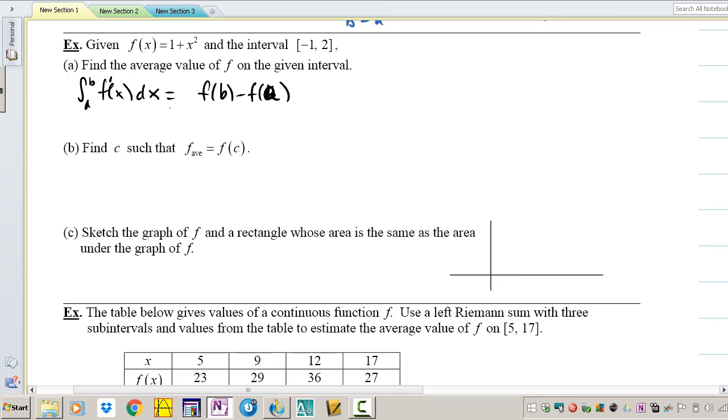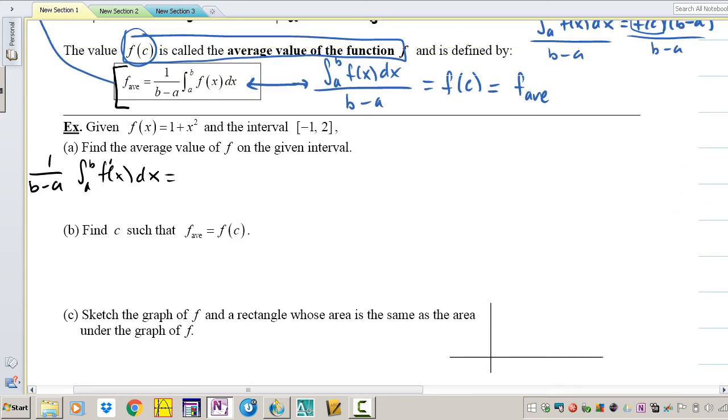Okay, the average value simply has one extra thing. All it has is a 1 over b minus a. Now here's why they call it average value. This looks like the average rate of change, but it's the average rate of change of the antiderivative. So that's why it's called average value. So let's go ahead and use the formula that's given above. The formula above says that if I want to find the average value, I take the integral from a to b and I divide it by b minus a.